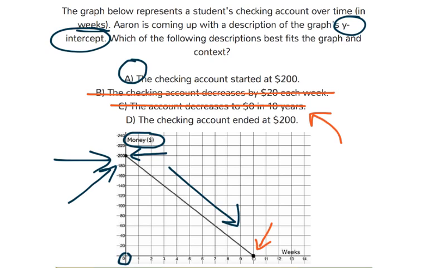D, the checking account ended at $200. Well, the checking account is ending at $0, as you can see from it going down, so the answer here is just A.